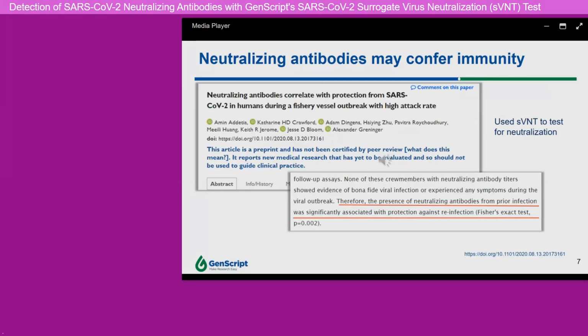This study is from early in the pandemic and demonstrated neutralizing antibodies as a correlation to immunity. The study also used our sVNT, and they looked at an outbreak on a fishing vessel. What they found was a small group that were seropositive before departure, and these individuals did not experience symptoms or disease while the outbreak spread. It was concluded that the presence of the neutralizing antibodies from their prior infection was associated with protection against reinfection.